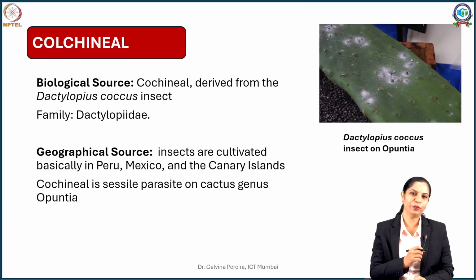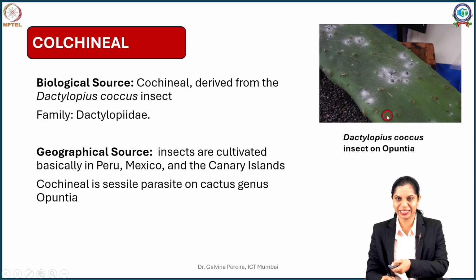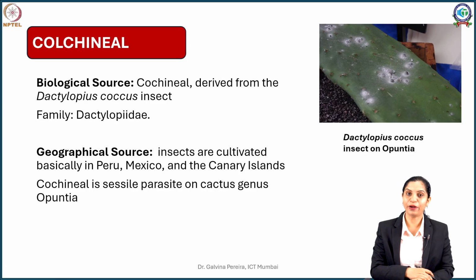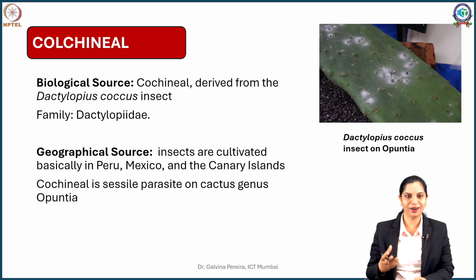Now this Dactylopius coccus is a very tiny insect, as you can see here it's covered. It's a very tiny insect which feeds on the sap of cactus, and it prefers the sap of cactus called opuntia. So it is an opuntia-loving insect, and it is found mostly in the American subcontinent, in Peru, Mexico as well as the Canary Islands. That's where the cultivation of this is also done.